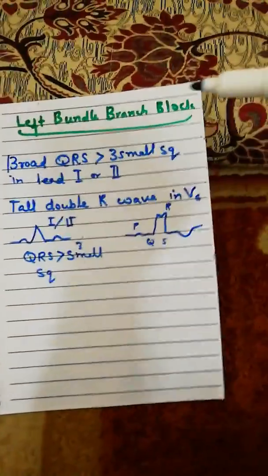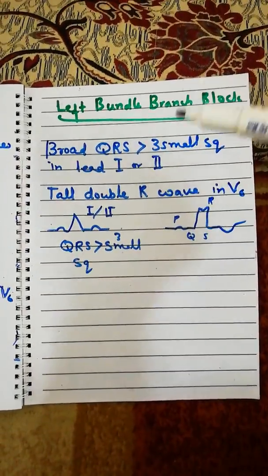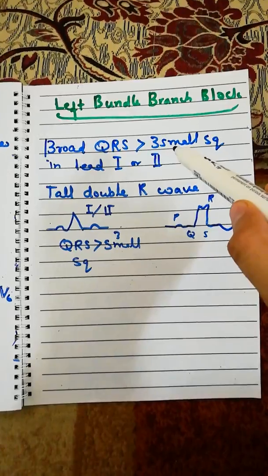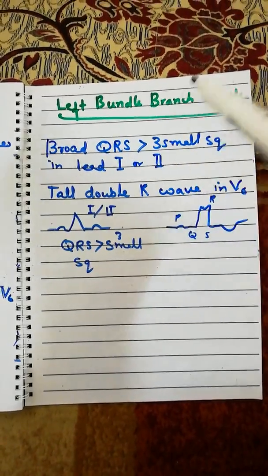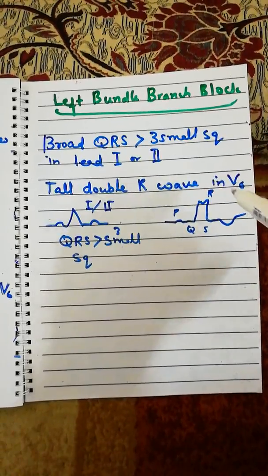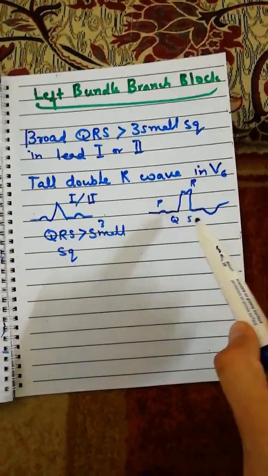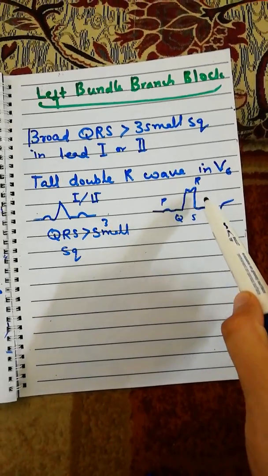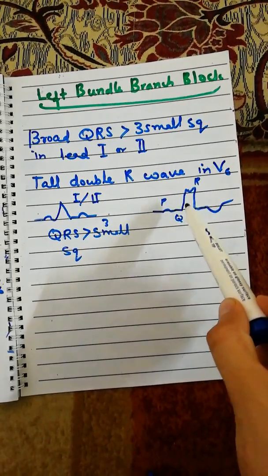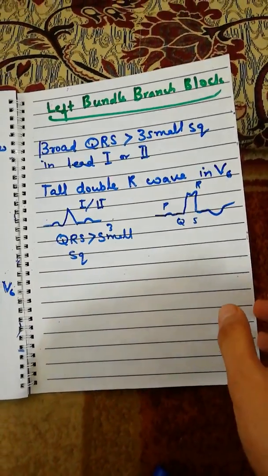Now let's come toward left bundle branch block. In left bundle branch block, again the QRS will be broad, more than 3 small squares in leads 1 and 2, and there will be a tall double R wave like an M in V6. You can see here the QRS is broad, more than 3 small squares, and the R wave is in this form, a double R wave. The wave will split. So this is in case of left bundle branch block.